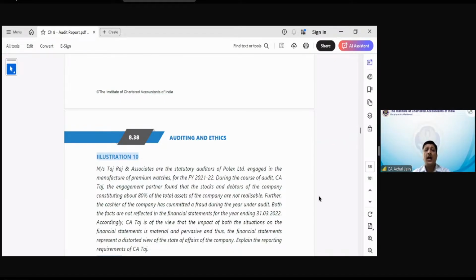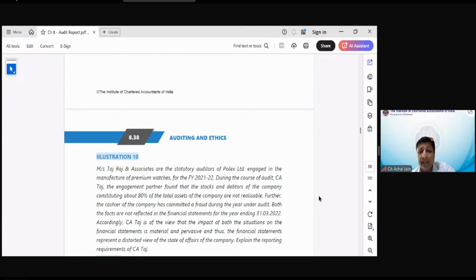Both the facts are not reflected in the financial statements. So if you look at the financial statements, there are a few concerns. One, stock and debtors should be provided for. Second, cash, there's a fraud. So of course some adjustment around the cash, maybe a cash embezzlement, whatever has happened, that should be provided. Further, there should also be a disclosure around this fraud, that this is what has happened to the company during the year.